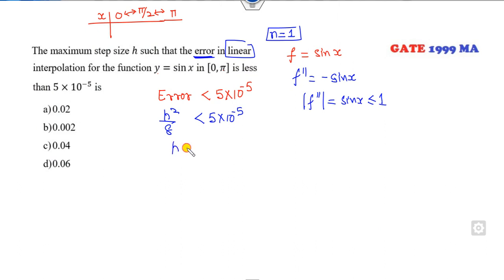So what is h? h is the square root of 40 into 10 raised to the power minus 5, which I can write as 4 into 10 raised to the power minus 4, which gives 2 into 10 raised to the power minus 2, which is the right answer. You can see that within a couple of seconds you can solve this problem in a very simple method.